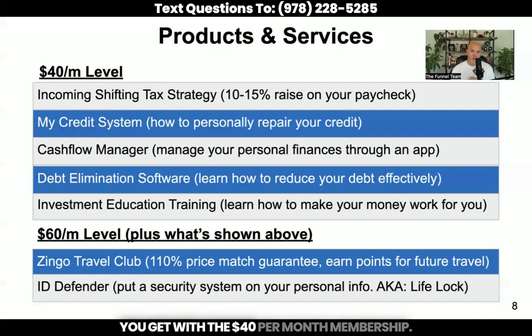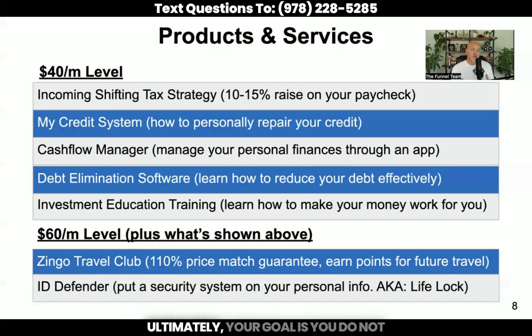What you get with the $40 per month membership. Okay. Number one is your income shifting tax strategy. In other words, we help you correct your W-4 so you can put on average about 10 to 15% more in your paycheck. So you're getting more during the year. And at the end of the year, you're getting less back in taxes.